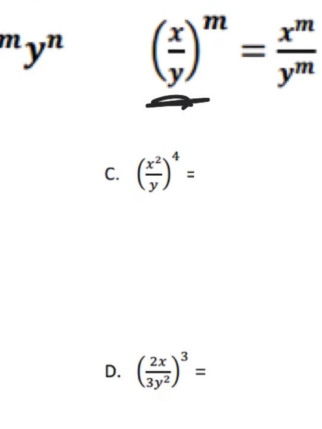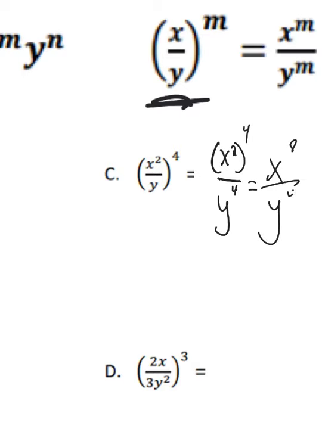For c, this is one of those quotient ones. I can break off the top and the bottom. The top is x squared to the 4th power, and the bottom is y to the 4th power. Product rule, power to a power, x to the 8th over y to the 4th.